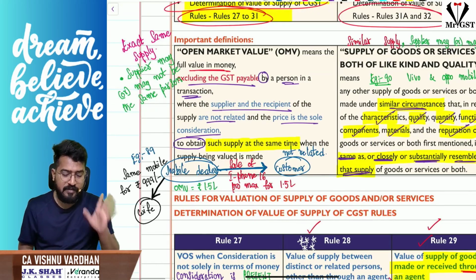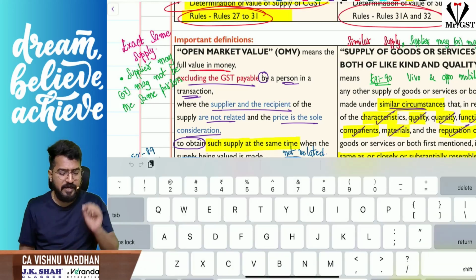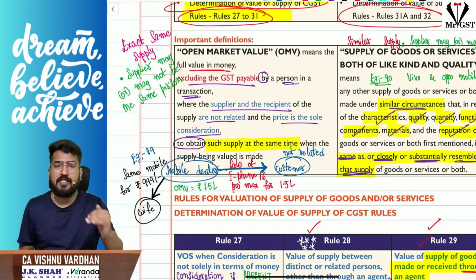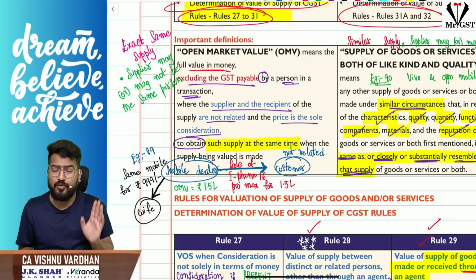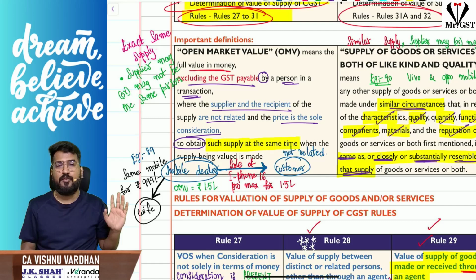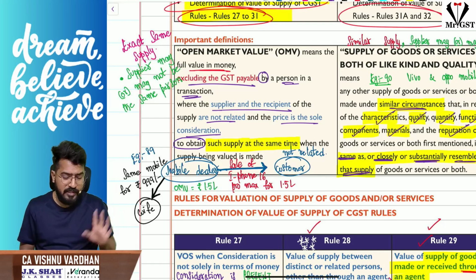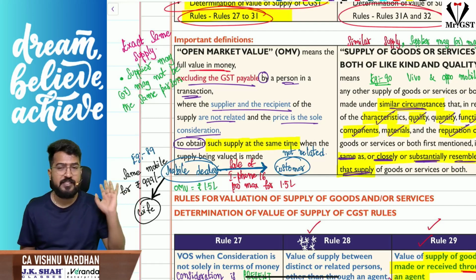Hope I am clear with this here. So I repeat, open market value means, sir, exactly the same supply to a non-related person, that is, to an unrelated person. Price should be the sole consideration, and the supplier may be the same person or a different person. Supplier may change, but we are getting only the open market value here. So this is open market value. Hope the example is clear for you.